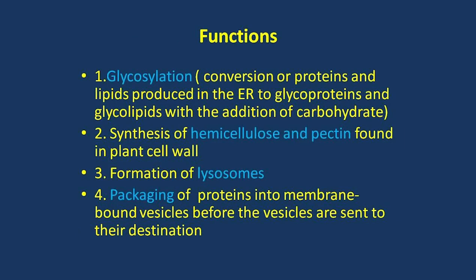Now let us look at the functions of the Golgi bodies. Number 1, glycosylation, which is the conversion of proteins and lipids produced in the endoplasmic reticulum to glycoproteins and glycolipids with the addition of carbohydrate. Number 2, synthesis of hemicellulose and pectin found in the plant cell wall. Number 3, formation of lysosomes. Number 4, packaging of proteins into membrane-bound vesicles before the vesicles are sent to their destination.